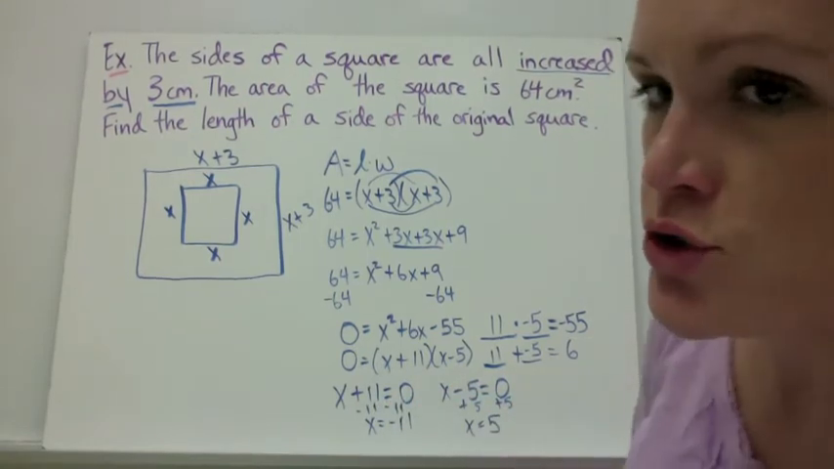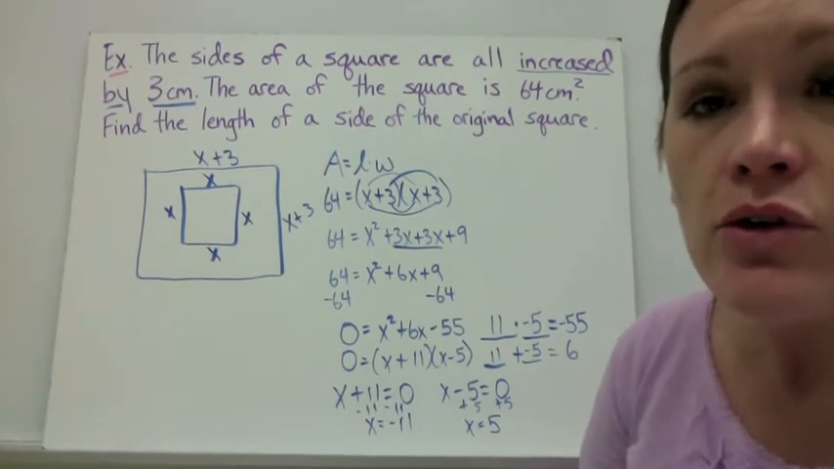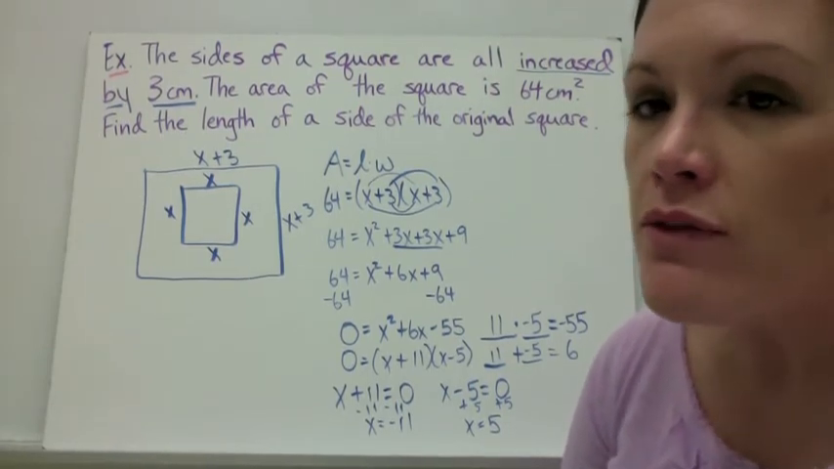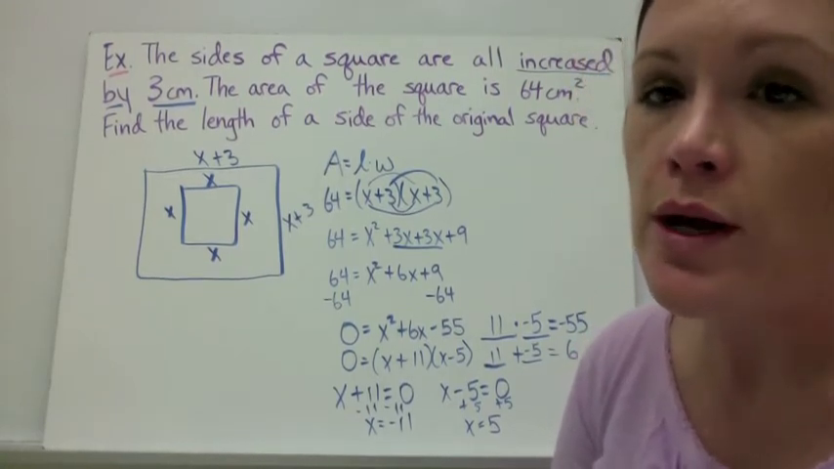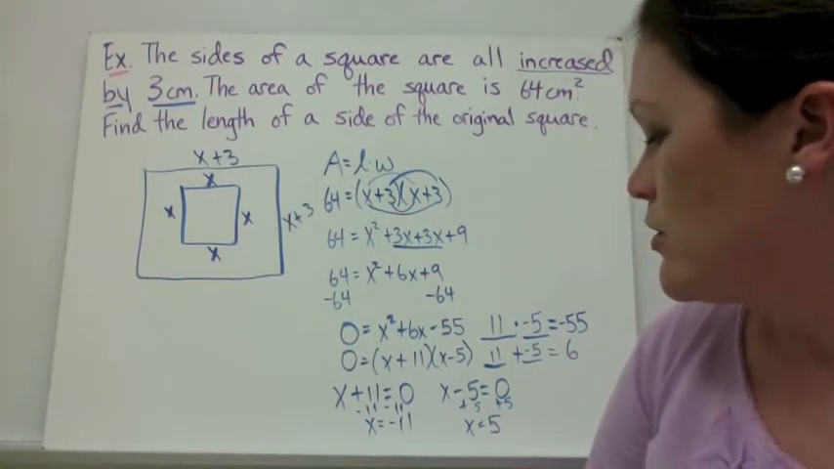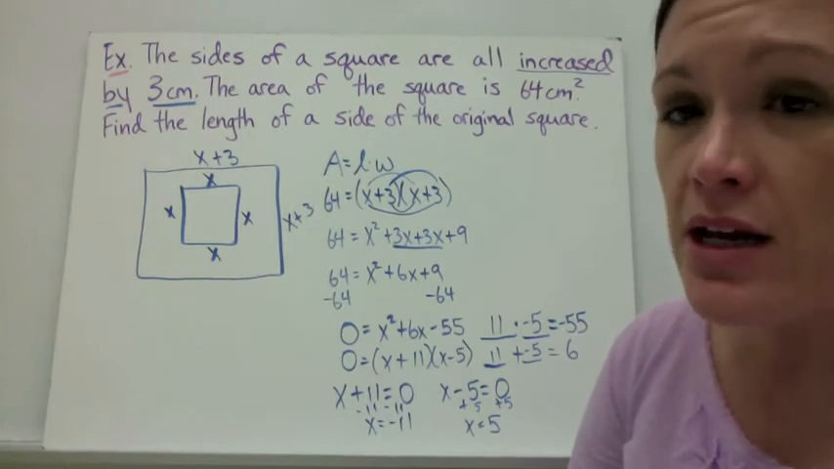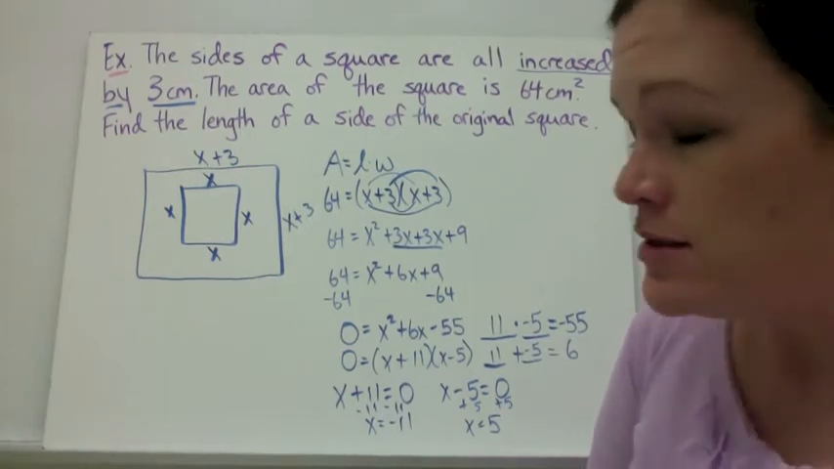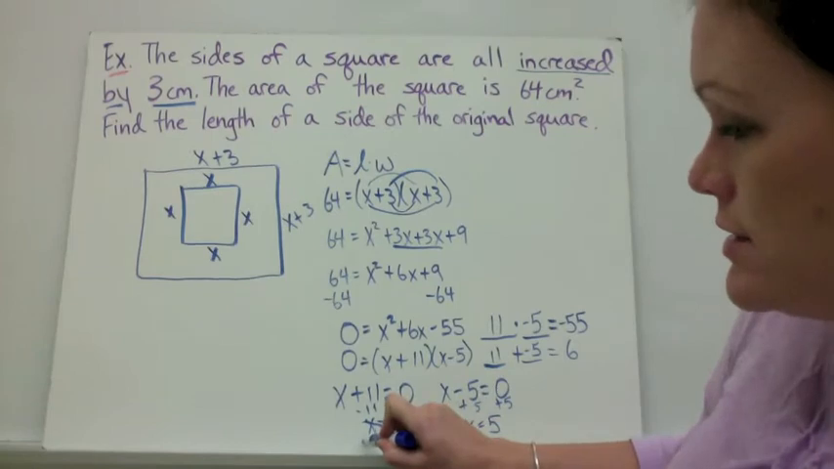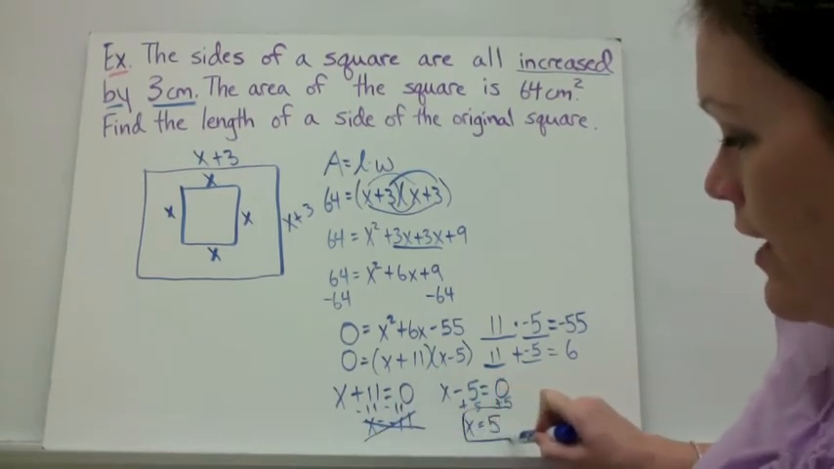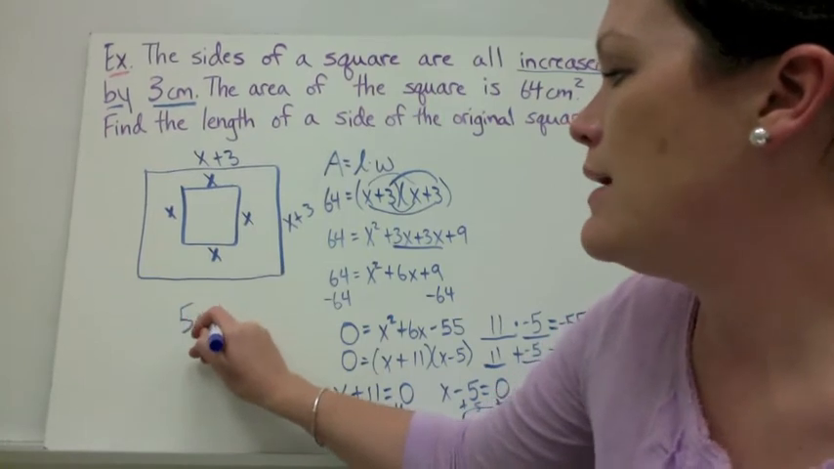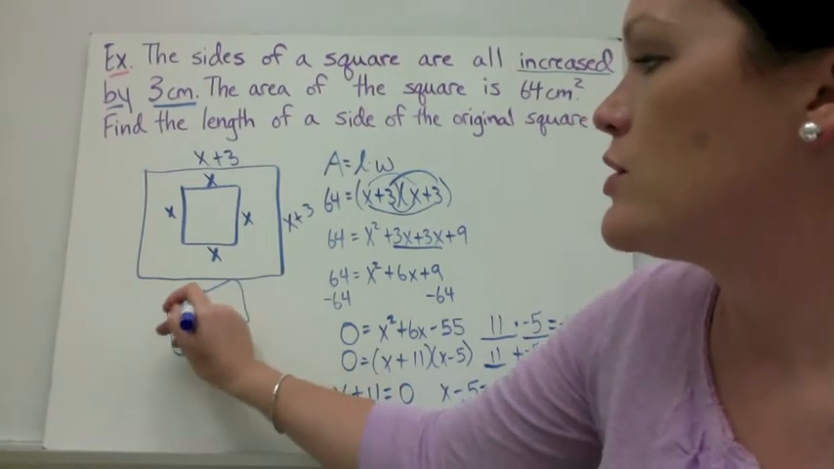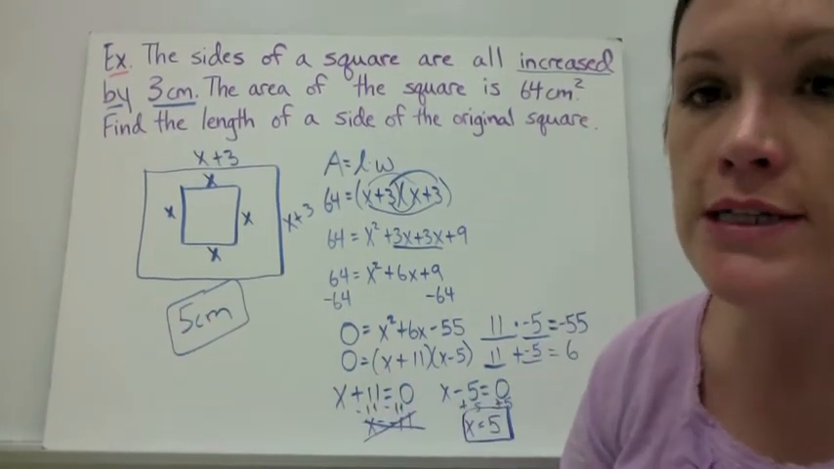So we have two answers. x could be negative 11 or 5. But see, one of those does not make logical sense with our problem. If we're talking about a square and how much that square was increased by, negative 11 would make no sense. So we can mark that one out in this case and just stick with the 5. So our original square was 5 centimeters for each side. So then we have our answer.